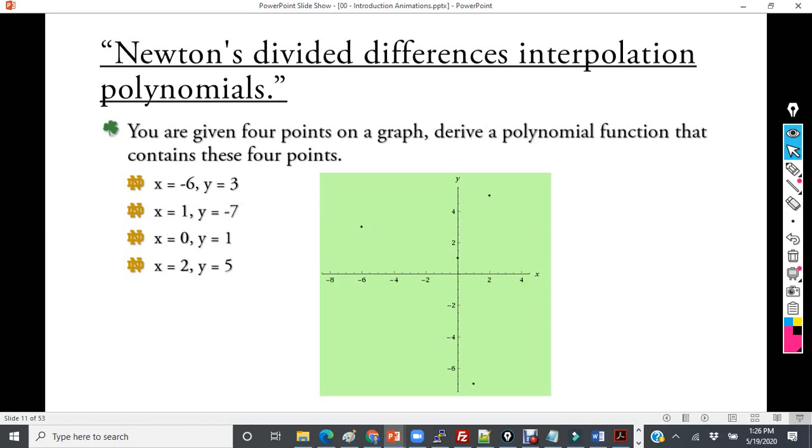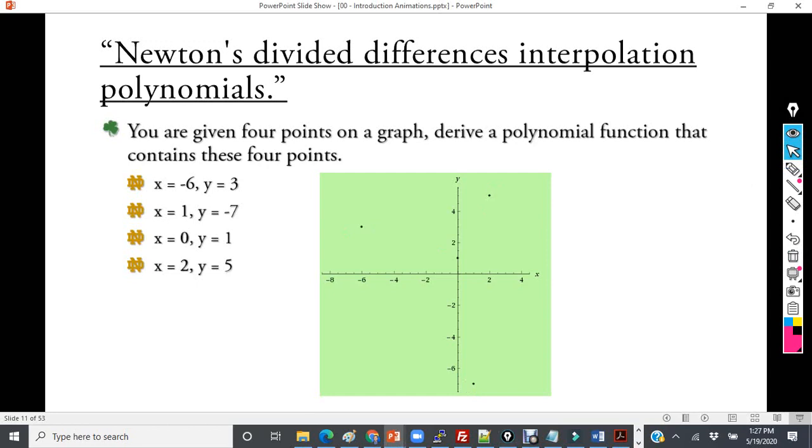The problem states you are given 4 points on a graph. Derive the polynomial function that contains these 4 points. These points are x equals -6 and y equals 3, x equals 1 and y equals -7, x equals 0 and y equals 1, and x equals 2 and y equals 5.